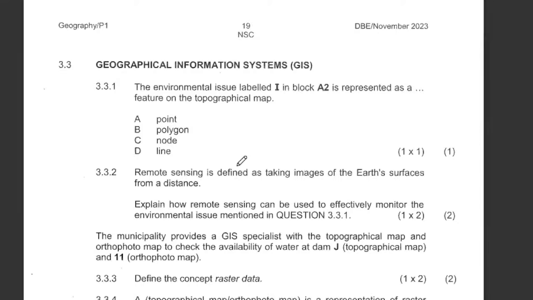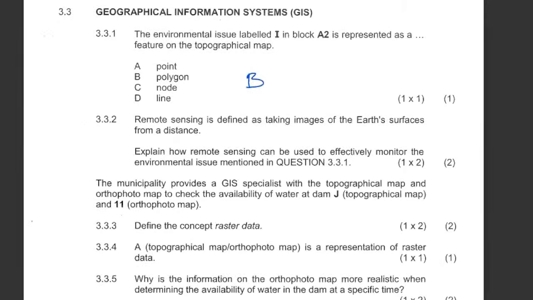So when you check a dry pan, the feature it represents is a polygon. Remote sensing is defined as taking images of the Earth's surface from a distance. Explain how remote sensing is effectively used to monitor this.